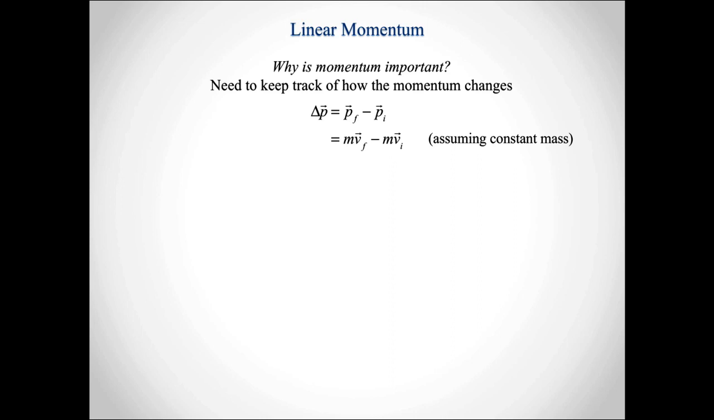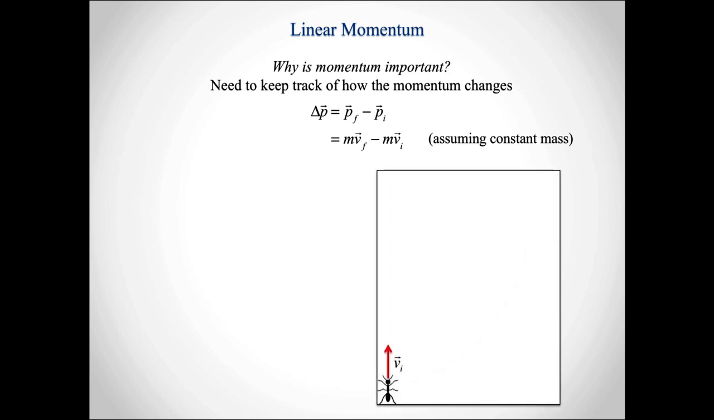So including that m, the quantity that you really care about keeping track of, if you want to figure out how an object is moving and why it's moving that way, is not just the velocity, but this quantity mass times velocity. So if we want to keep track of how the momentum changes, well, that's just a change in momentum vector. That's final momentum minus initial momentum. So notice what we'll end up doing is a vector subtraction problem to keep track of how the momentum is changing.